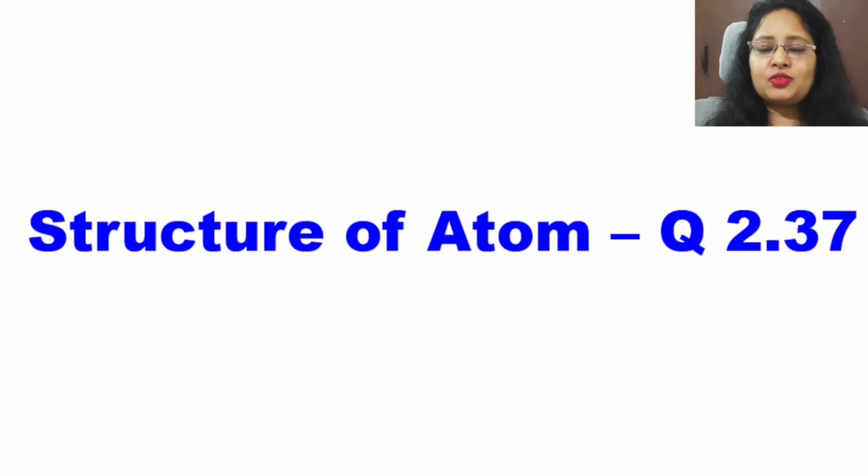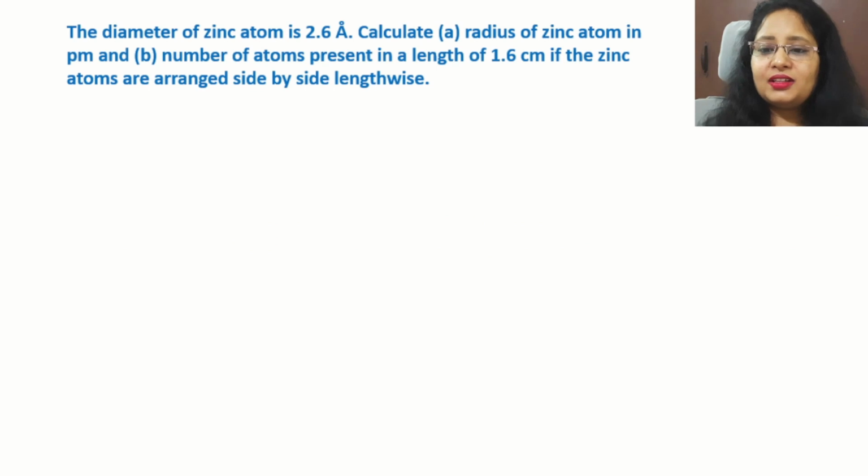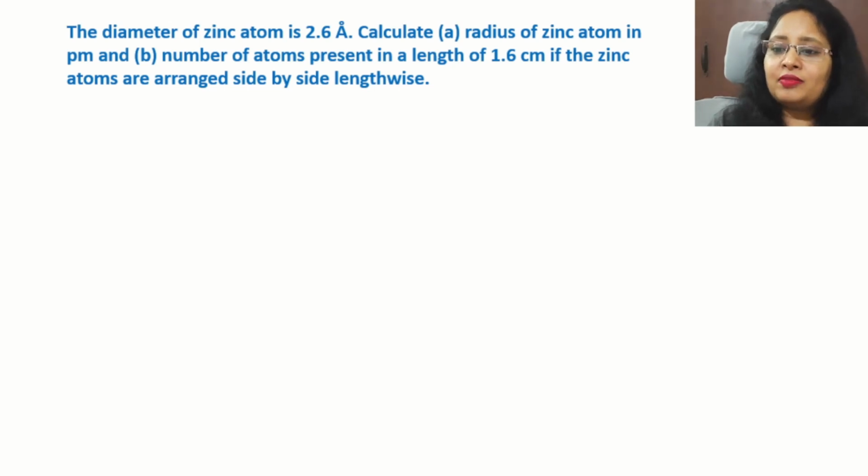Friends, today's video is question number 2.37 from NCERT textbook class 11 and the chapter name is Structure of Atom. So let's check the question. The diameter of a zinc atom is 2.6 angstrom. Now calculate A, radius of zinc atom in pm, it means picometer, and B, number of atoms present in the length of 1.6 centimeter if the zinc atoms are arranged side by side lengthwise.